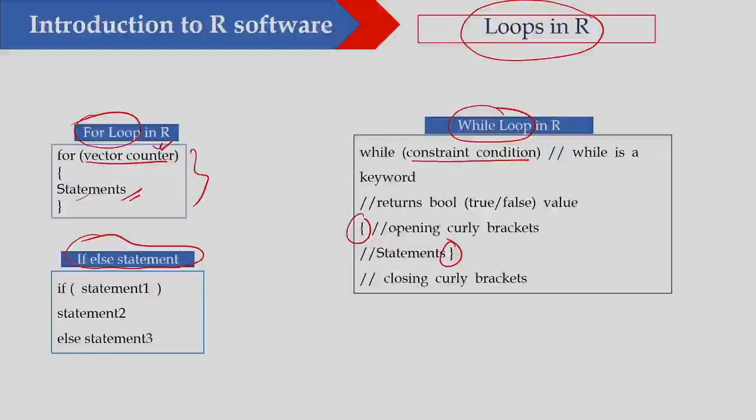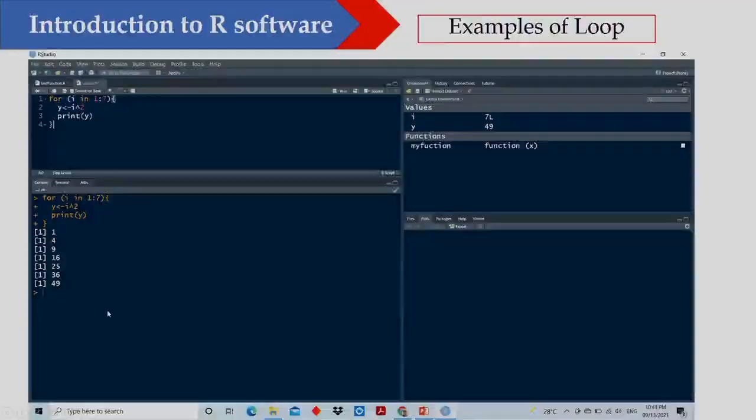Okay. And similarly, I can also write the conditional if else statement, that if this statement is true, then you execute this one, else you execute statement 3. Okay. So, that is the if else statement. So, suppose I would like to print the value of y, which is equal to i square, that means from i equal to 1 to 7. Now, this is a for loop here. So, i in 1 to 7, y equal to i square, and I am printing that one. So, you just see I am getting 1, 4, 9, 16, 25, 36, 49.